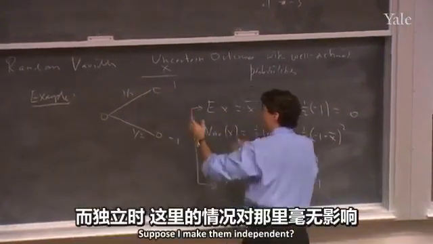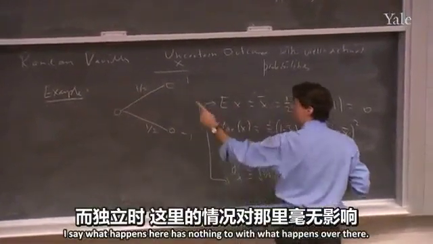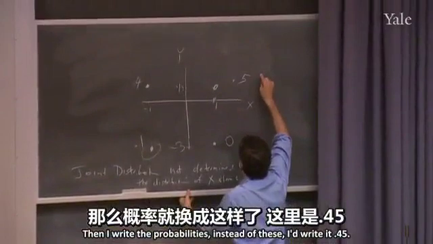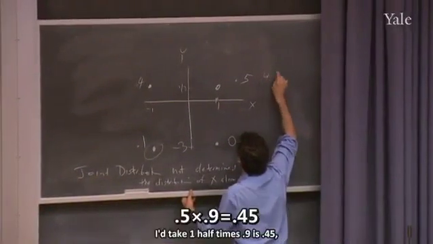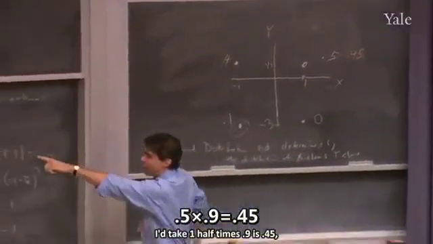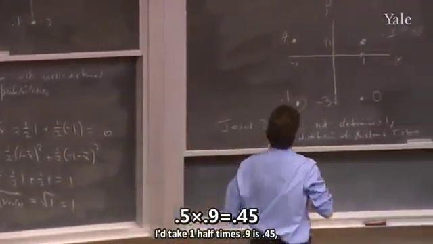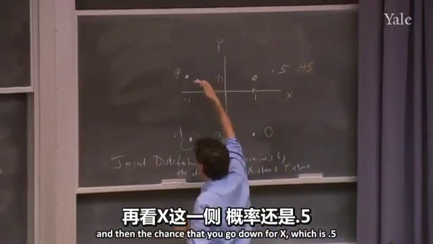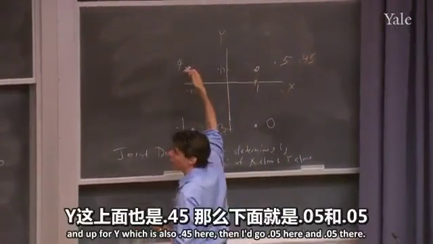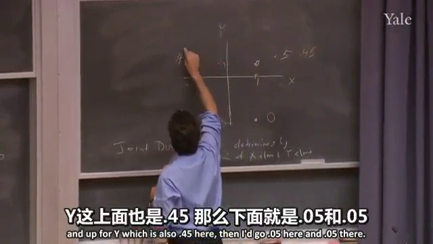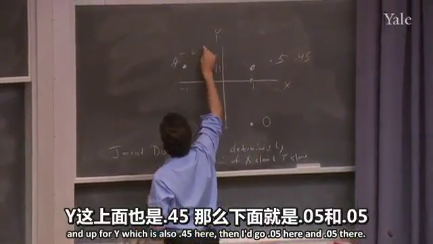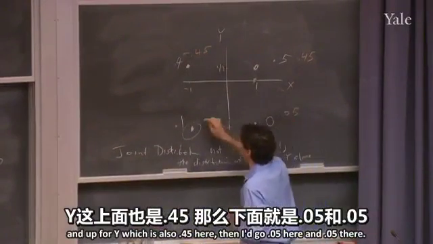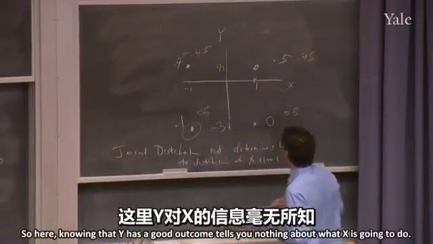Suppose I make them independent. I say what happens here has nothing to do with what happens over there. Then I'd write the probabilities. Instead of these, I'd write 0.45. Okay, I take a half times 0.9 is 0.45, and then the chance that you go down for x, which is 0.5, and up for y, which is minus 0.4, which is also 0.45 here. Okay, then I'd go 0.05 here and 0.05 there.